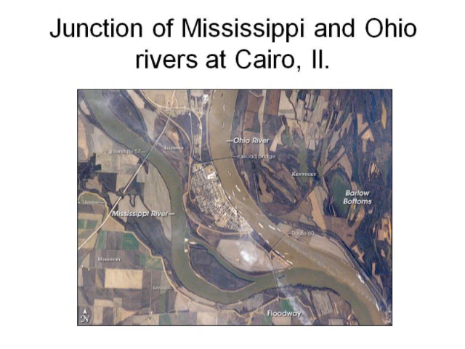This satellite view shows the Mississippi and Ohio rivers. Notice the difference in colors of the rivers. What causes that? I don't know. You answer that.